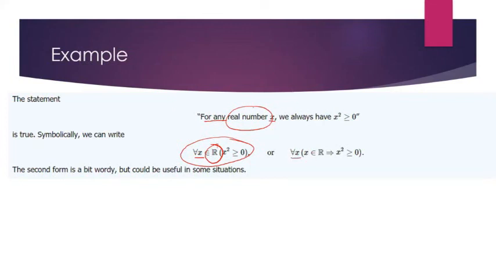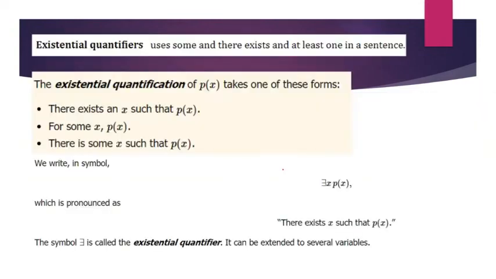Now, pwede din ganito. So, for all x, wherein yung x is an element of the real number, we always have or such that, it implies that x squared is greater than or equal to 0. Okay? Kuha. So, pwedeng ito or ito yung answer. Now, let's go with existential quantifiers.